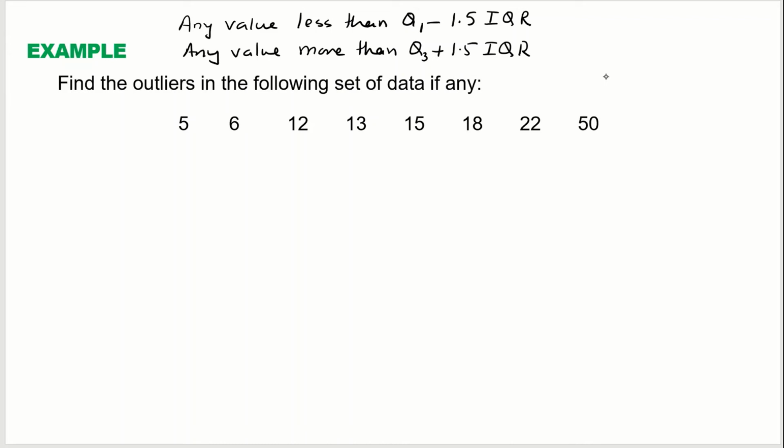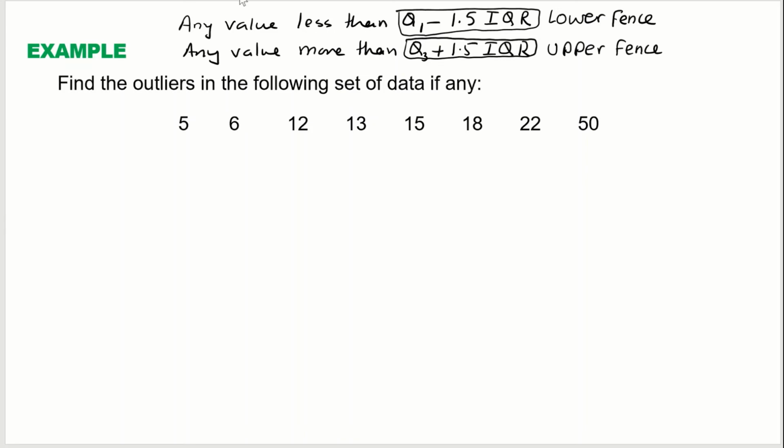This one is the lower fence. That is, any value less than this is an outlier. And this is called the upper fence, meaning any value more than this is an outlier. So we can clearly see if we want to find the outlier, we need Q1 and Q3. And using Q1 and Q3, we can easily find IQR.